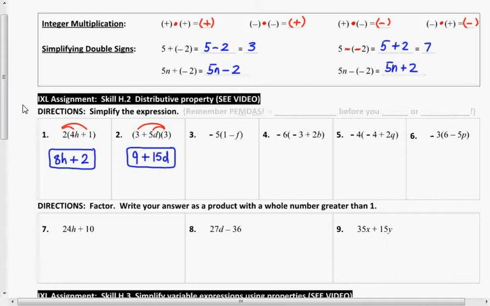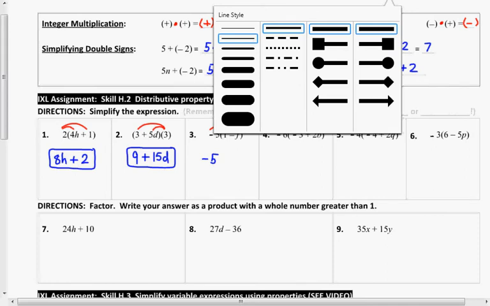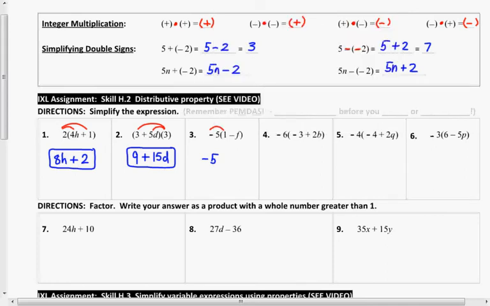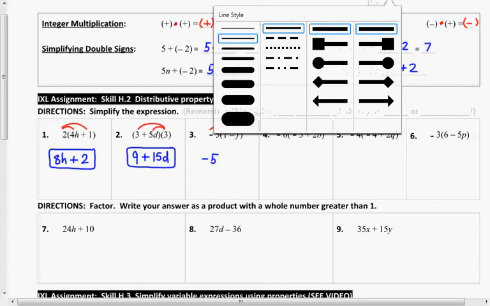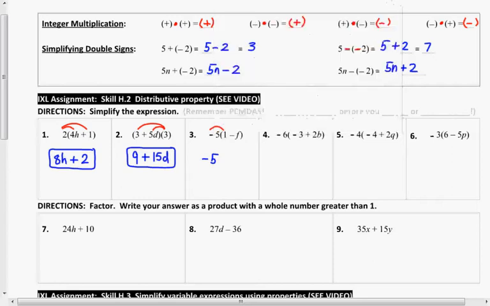The next one, we're distributing a negative number. So the first thing would be a negative 5 times a positive 1 is negative 5. But when we take negative 5 times negative f, the first thing I want to remind you is that you can, if it makes you feel more comfortable, rewrite that statement as negative 5 times 1 minus 1f.